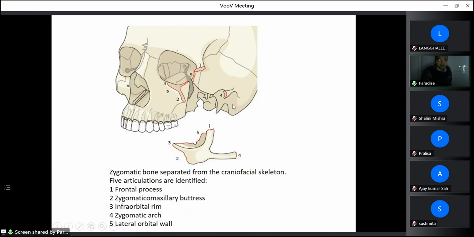The zygomatic bone articulates with the temporal bone and forms the zygomatic-temporal suture, and it forms the zygomatic arch, where the masseter muscle is attached, as well as the temporalis fascia. Temporalis fascia is present superiorly, masseter muscle is present inferiorly. That's why whenever there is only an isolated zygomatic arch fracture, you don't have to reduce or fix it, because in case of a depressed fracture of the zygomatic arch, once you elevate the zygomatic arch, it will be stabilized.